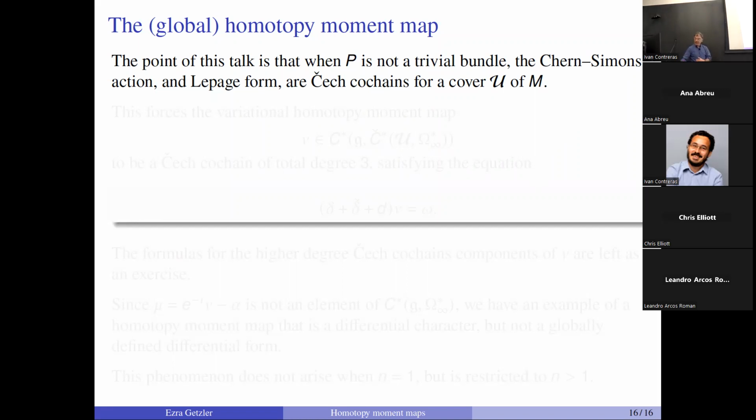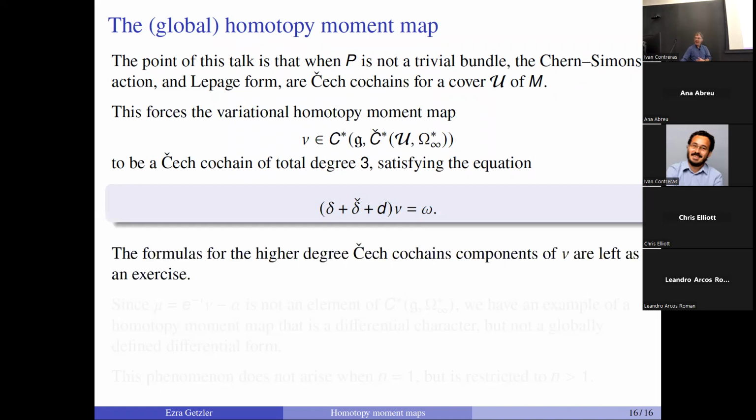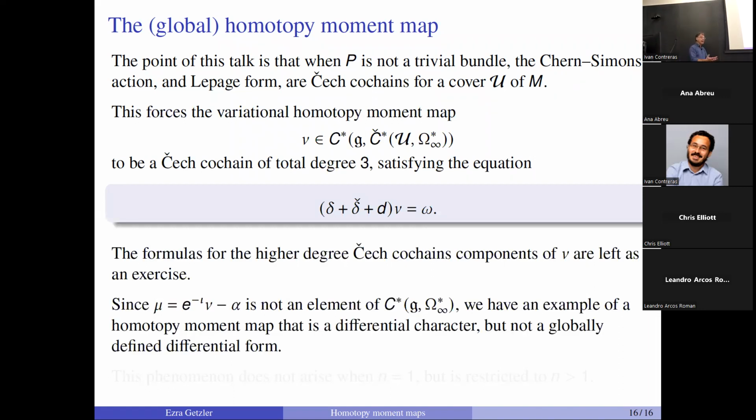And so in that case, I'm not going to write it out, but certainly the Lepage form has to be a differential character in the case of full generality. And then we can take the Chevalley-Eilenberg in the Čech cochains in the variational bicomplex. And finally, we get the location where the homotopy moment map should be. And thank you very much.